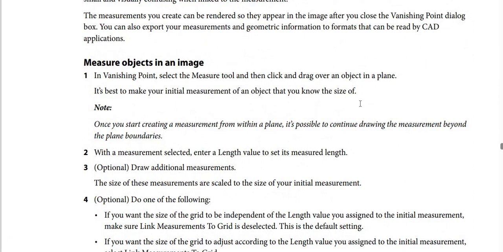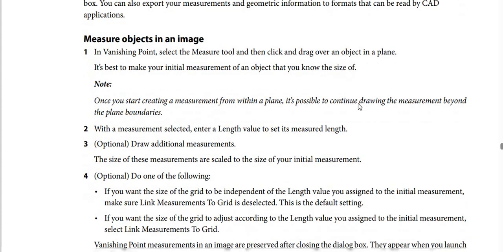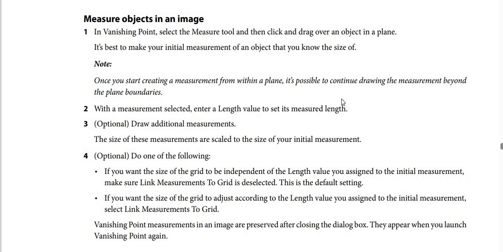So what about measuring objects in an image? We have steps. Step number 1. In Vanishing Point, you should select the measure tool and then click and drag over an object in a plane. It's best to make your initial measurement of an object that you know the size of. And be careful. Once you start creating a measurement from within a plane, it's possible, by the way, to continue drawing the measurement beyond the plane boundaries.